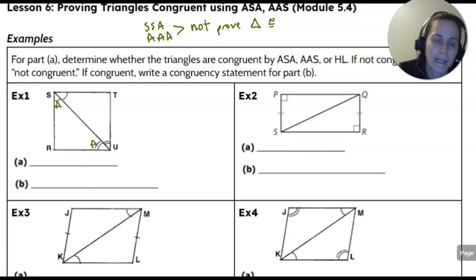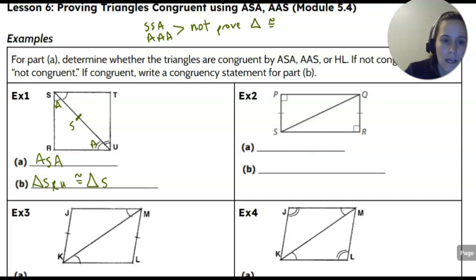So that means I have to know a side. And you can see that SU is the same segment between the 2 triangles. So we're going to use the reflexive property to show that it's congruent to itself. So if I read my markings, it's just ASA. And then I need to write a congruent statement. So triangle SRU is congruent to triangle STU.